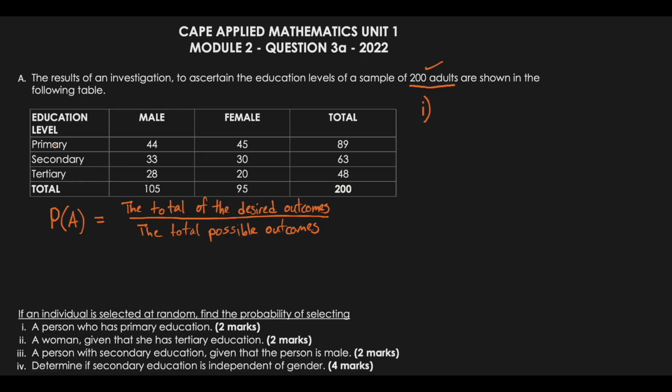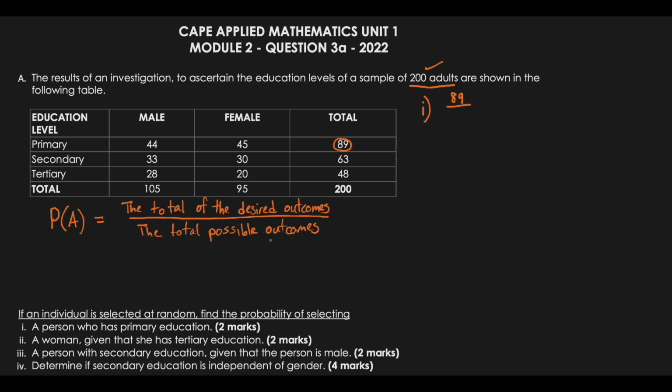So if we're looking for people that have primary education, if you look at this, the total number of people that have primary education would be 89. So that represents the total of the desired outcomes. We do not care if they're male or female. That is a person, so it could be either male or female. So therefore our total desired outcomes for primary education would be only 89. So we would have 89 and we will now have to put that over the total possible outcomes.